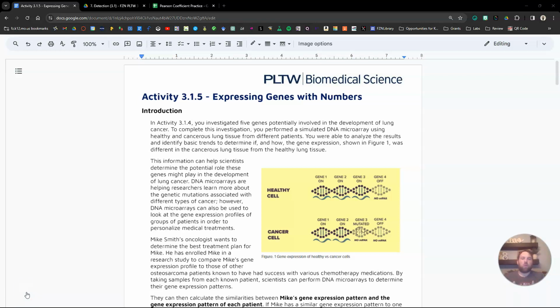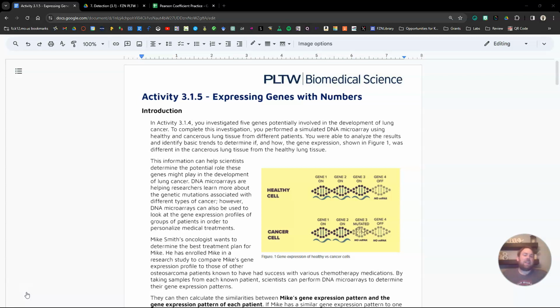In 314, you compared the genes of 5 different cancer patients, including Mike Smith, to see which ones were turned on and which ones were turned off compared to a normal healthy cell. By doing so, we can compare which individuals have similar cancers versus other individuals based on which genes are turned on and off.